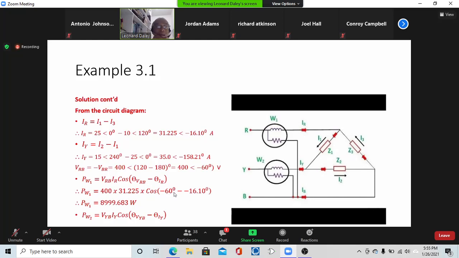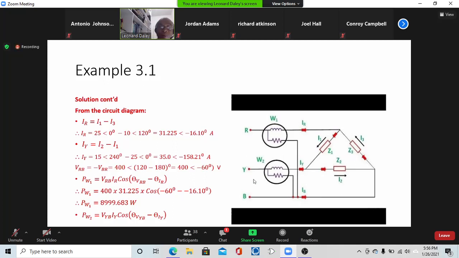All right, so VRB is minus 60 and IR is minus 16.1. So we put in the data, 400 times the 31.25 times the cosine of that, and we end up with almost 9,000 watts. 8999.683. All right. So we find out what meter 1 is reading.